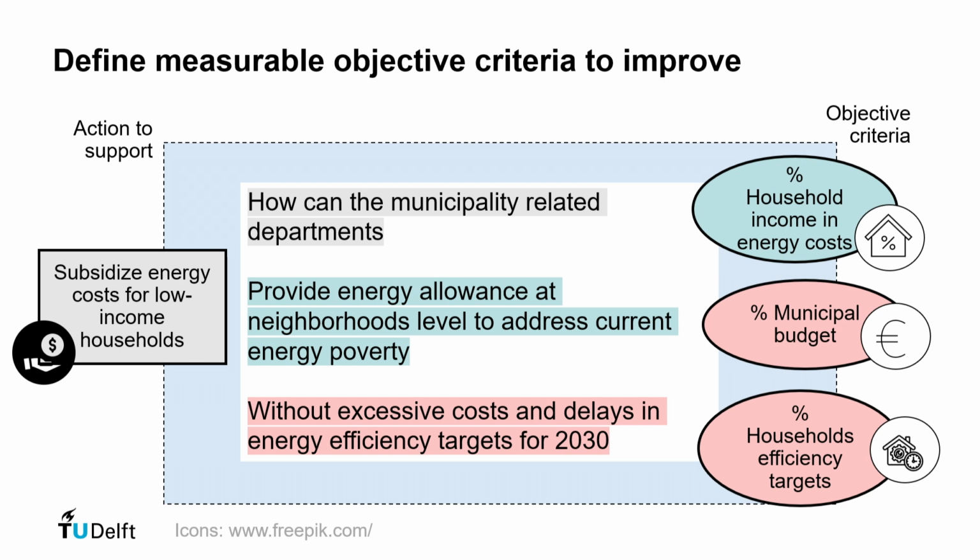For the undesired effects, we chose criteria that are measurable, for example, every year or within the time period you define. In this case, the percentage of the municipal budget spent and the percentage of households who achieve the energy efficiency targets. Indicate which of these objectives criteria are to increase, for example, depicting them with a green arrow, or to decrease with a red arrow.